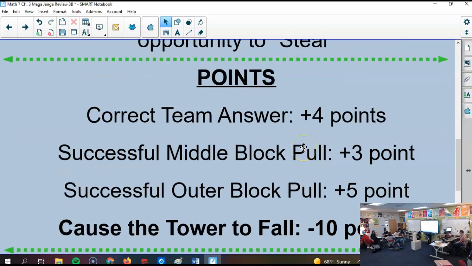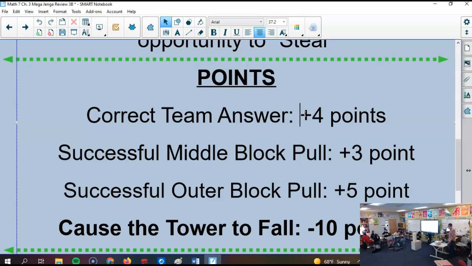Here's the scoring I do not want to go over again because it makes me feel like a bad math teacher when we can't add two numbers together. You get 4 for getting the problem right when it is your problem. So if I said, Phoebe, this is your problem, Phoebe's team is the only one that can get the points for the problem unless there's a steal.